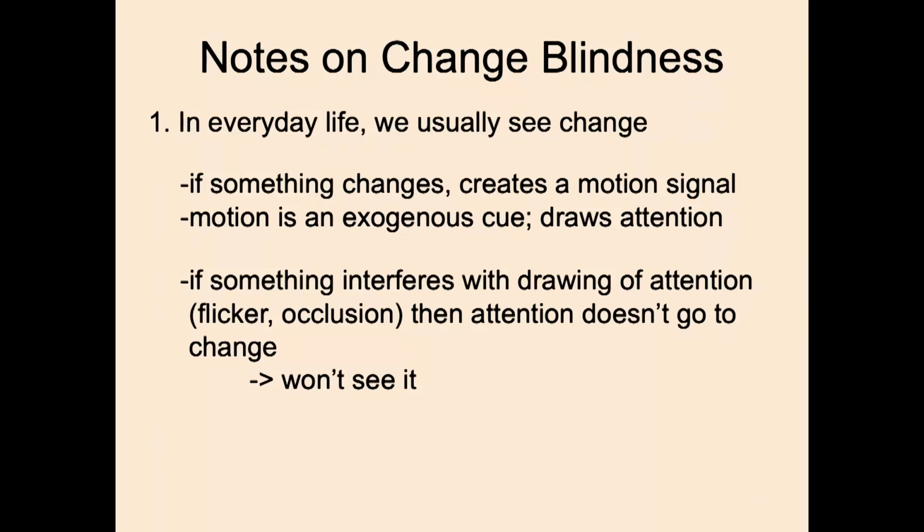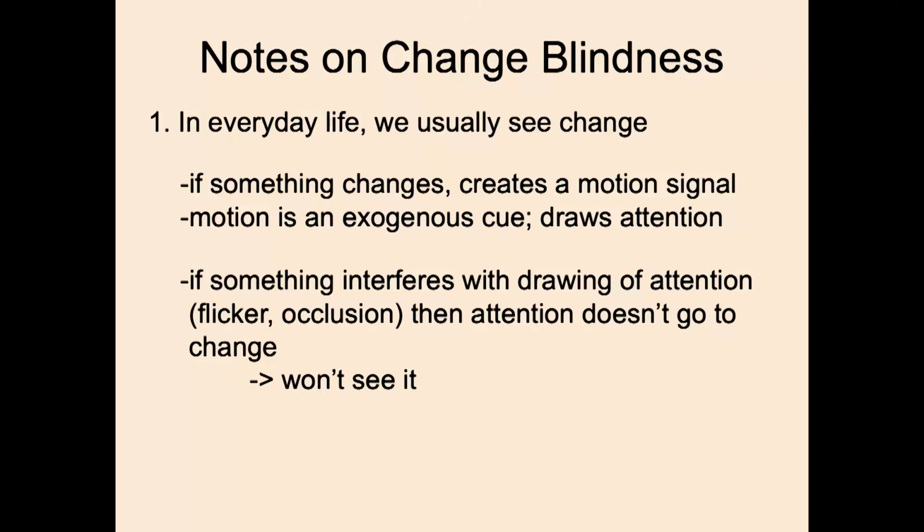In all of these examples of change blindness, something is interfering with attention being drawn to the change. There's flicker: in the examples where we alternate between the two images, there's a blank screen in between, which prevents the local motion signals that would normally be created. Sometimes occlusions are put into place. In the case of the color, the change is very, very slow, so you don't get the rapid change that your visual system would normally detect.